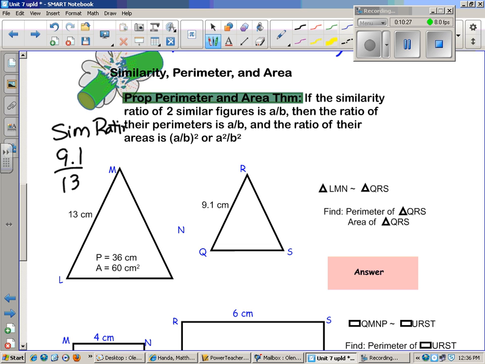So if I wrote ratio on your Quizlet yesterday, this is the part you were missing. It's that ratio of the sides. Okay? Now, how do you get perimeter? Yeah, you just add up the sides. So if I want to find the perimeter over here, according to this theorem, I can use a proportion.